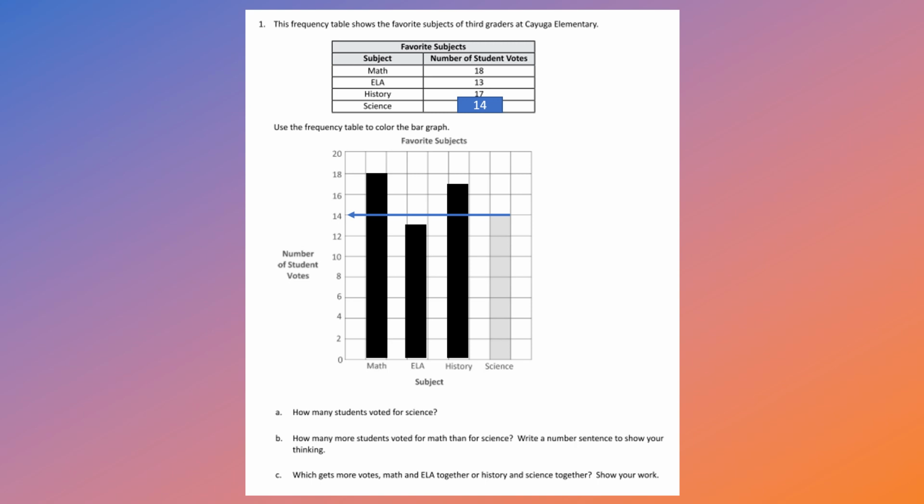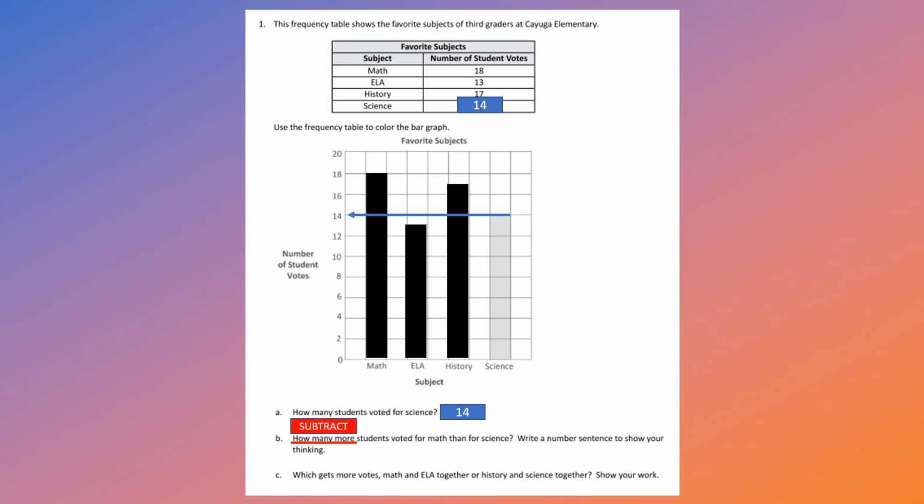Now, let's look underneath our bar graph, right? Letter A says, how many students voted for science? Well, like I always say, if you do your work in the beginning, a lot of times you'll have answered the questions that go along with different charts and graphs. So, how many students voted for science? Well, we just answered that question, 14. B says, how many more students voted for math than for science? Now, first of all, I'm going to underline how many more. Anytime I see those three words together, how many more, I know that I need to subtract.